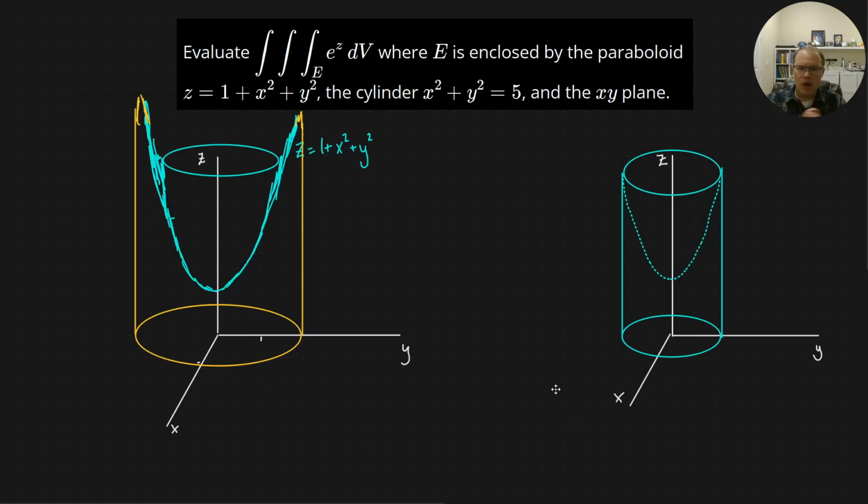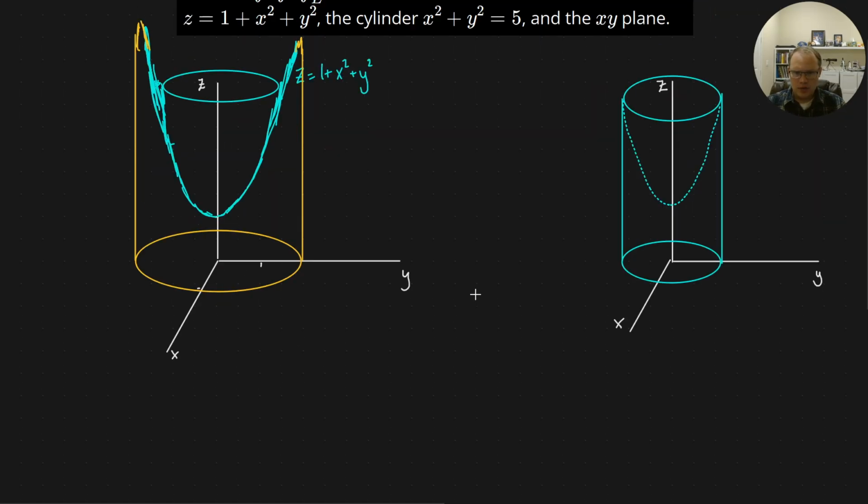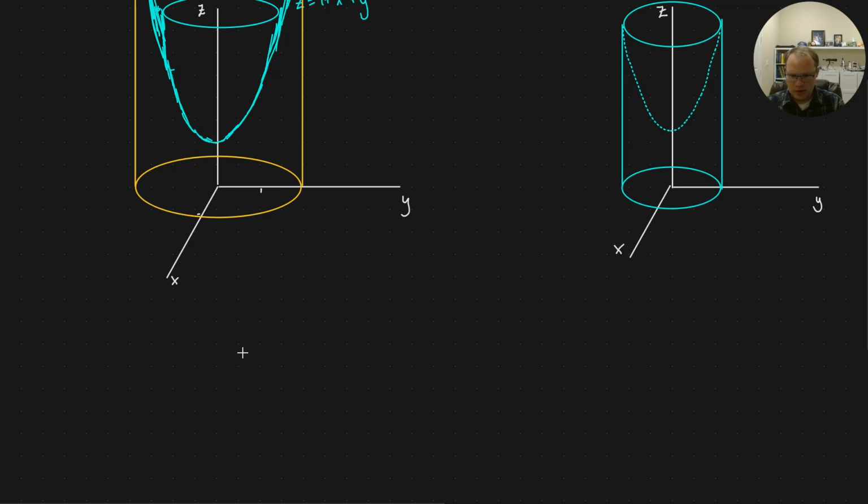Now looking at this, just looking at it, this is mostly a cylinder, right? We have this weird shape here. We have a little divot cut out of the cylinder, but it's mostly a cylinder. So it makes sense that maybe we should be using cylindrical coordinates here. We're going to use cylindrical coordinates. Set up our triple integral.